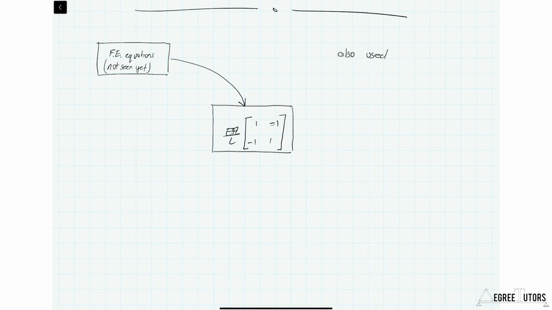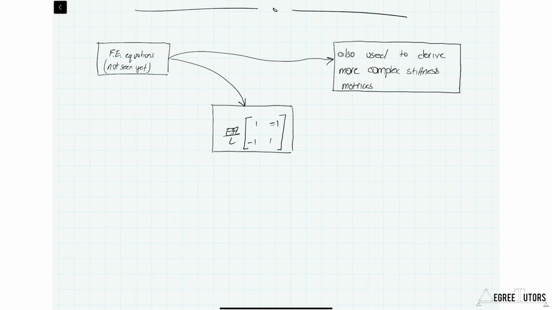So I'm just kind of drawing a bit of a mind map here for you. And when we say more complex stiffness matrices, what we really mean is stiffness matrices for more complex structural elements. We'll just make the note that we've already directly derived this stiffness matrix.